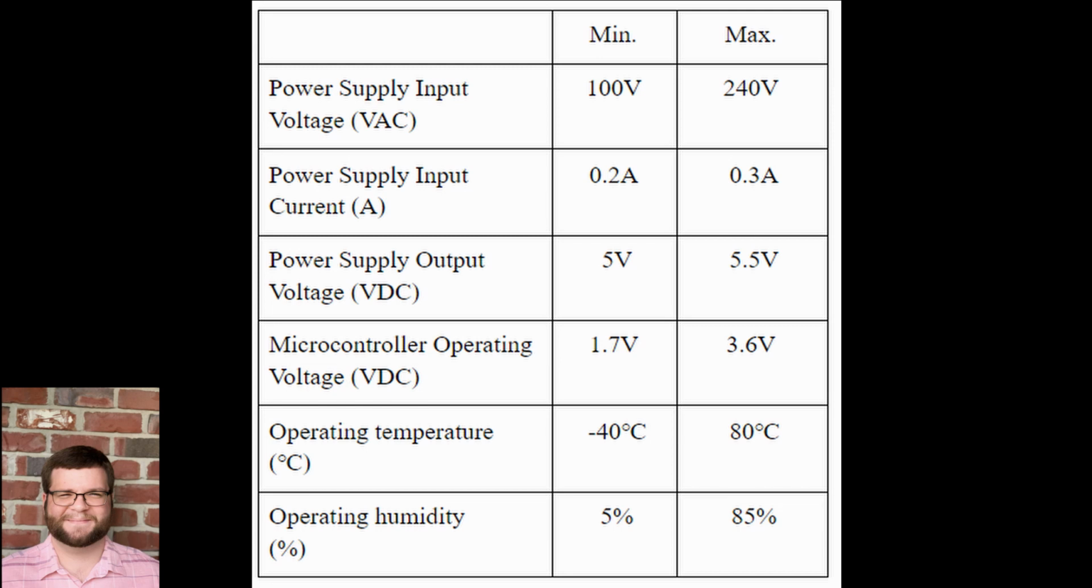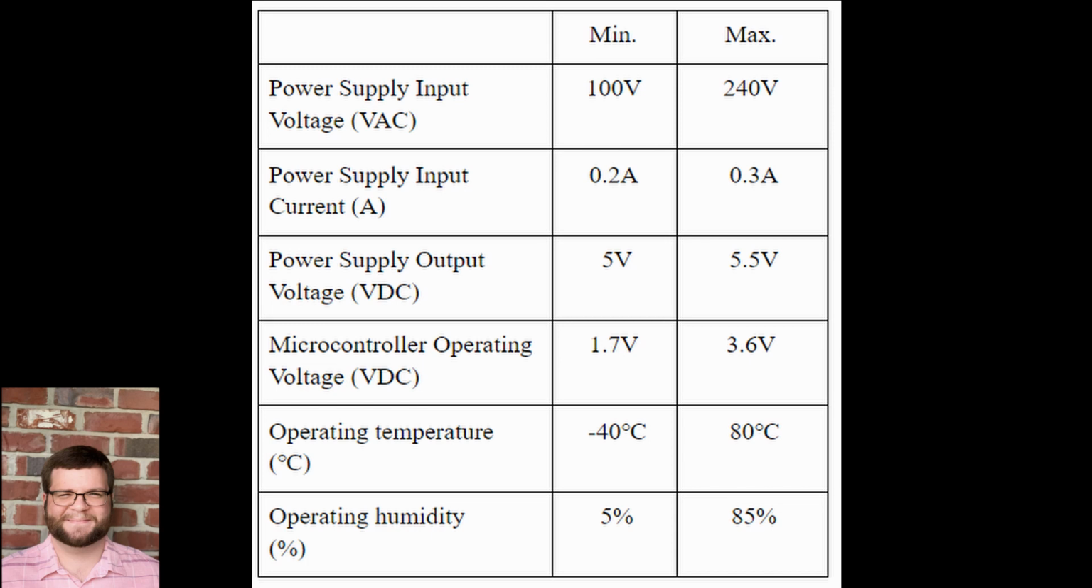Then we have the power supply output voltage. This has a minimum of 5 volts and a maximum of 5.5 volts. These values were given by the parts datasheet. Next is the microcontroller operating voltage. This is the voltage needed to effectively power the microcontroller. The minimum for this is 1.7 volts and the maximum is 3.6 volts. Like the output voltage, these values were acquired from the relevant datasheet.